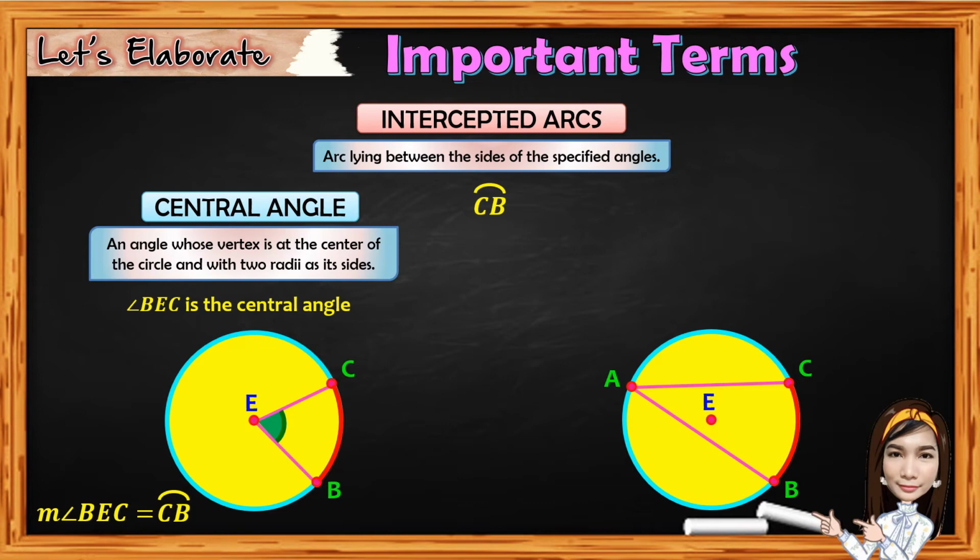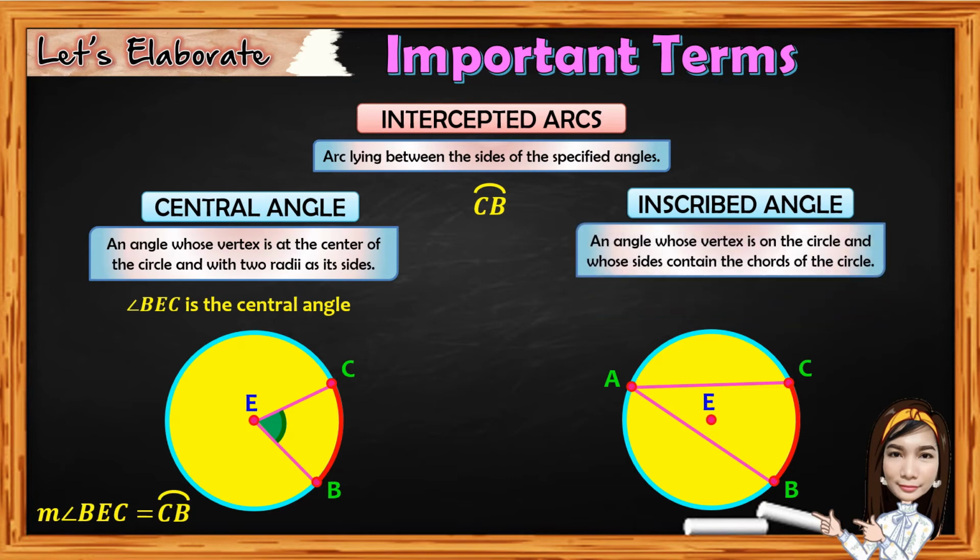The second figure is what we call the inscribed angle, an angle whose vertex is on the circle and whose sides contain the chords of the circle. So we have angle BAC is the inscribed angle, and the measure of angle BAC is equal to 1/2 or half of arc CB.